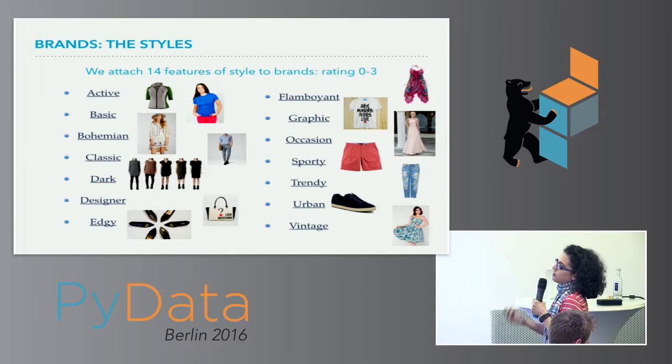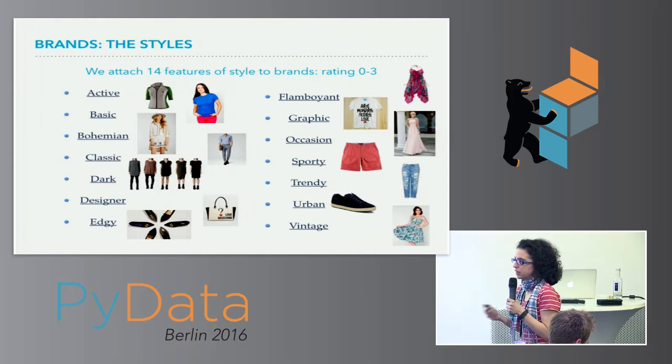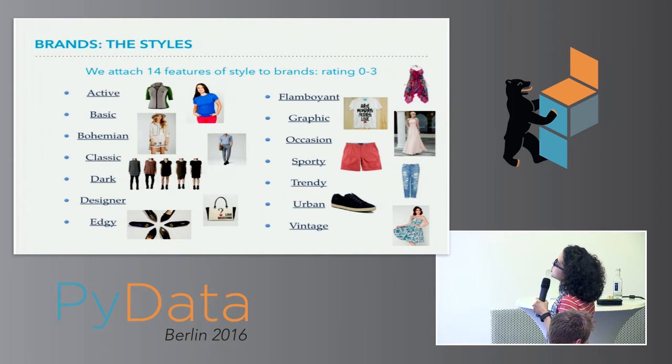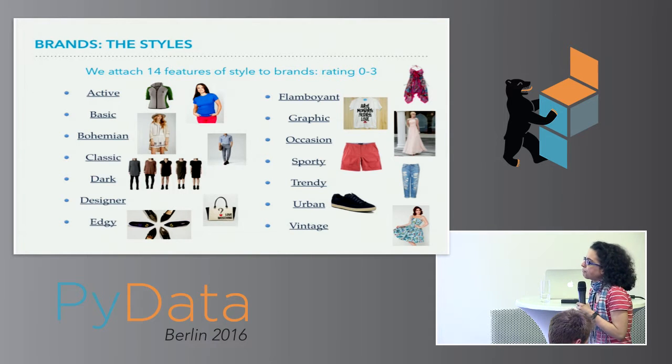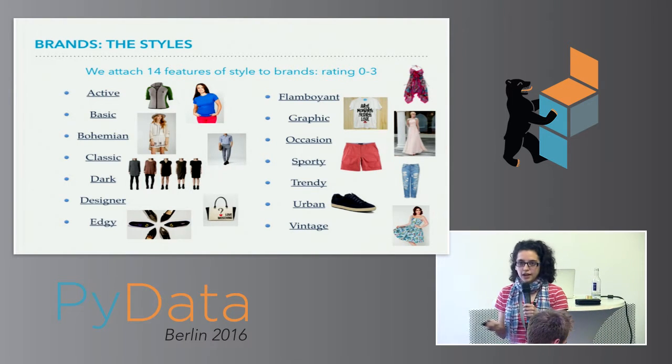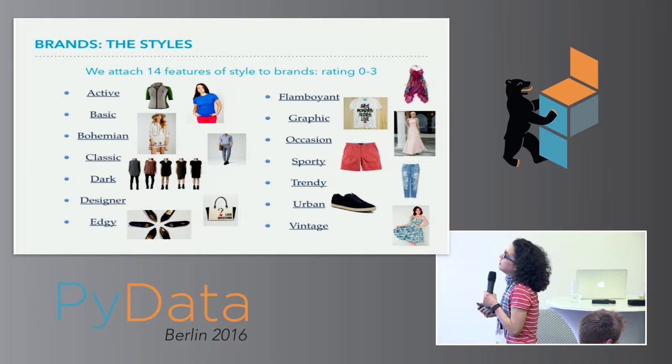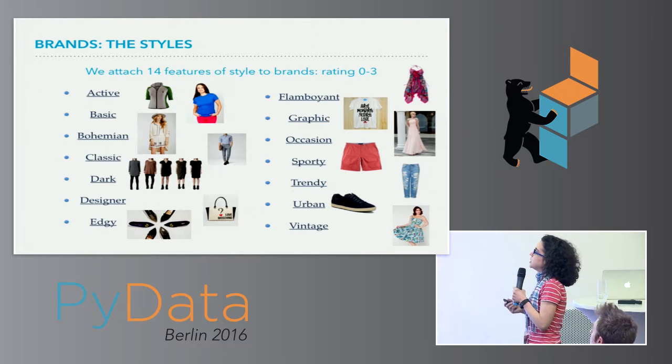Flamboyant, if it's very flashy. Graphic, if it encompasses some cultural items like writings or images, usually t-shirts. Occasion is if the brand sells clothing for events. Sporty, it's usually holiday wear, loungewear, these sort of things. Trendy, if it's fashionable, usually appeals to the younger demographics. Urban is city life, and vintage is if it's a little old-fashioned.